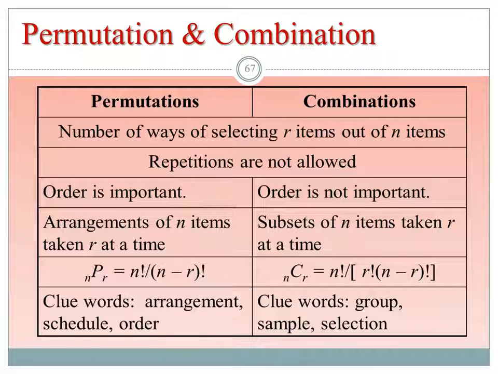And nPr is n factorial divided by (n minus r) factorial, and nCr is n factorial divided by r factorial times (n minus r) factorial. Also the clue words: for permutation, arrangement, schedule or order; for combination, group, sample or selection. So this is the identification for these problems.